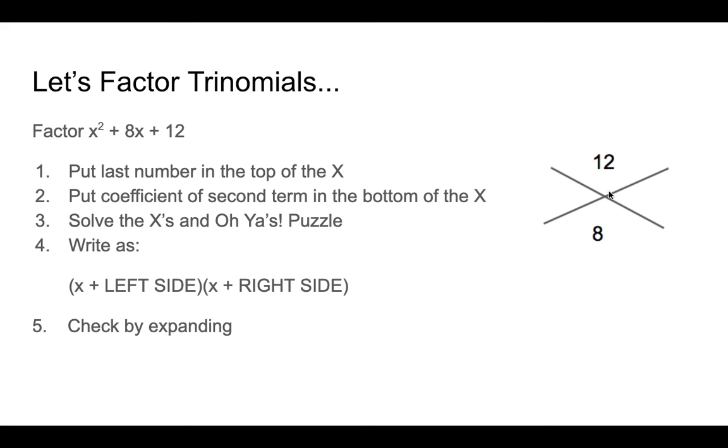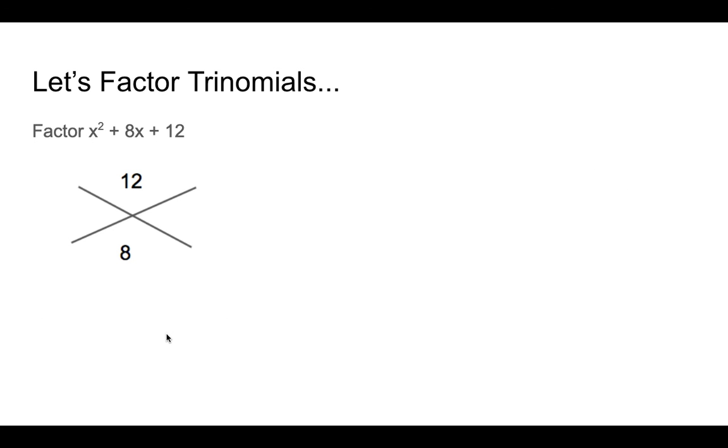What are two numbers that multiply to equal 12 and add to give 8? And then once we have that, we're going to write them as x plus the number here times x plus the number here. And then we'll check by expanding. So let's do that. Two numbers that multiply to give 12 and add to give 8. So 1 times 12, that doesn't work. 2 times 6, 2 and 6 work. So 2 times 6 gives 12, and 2 plus 6 gives 8.